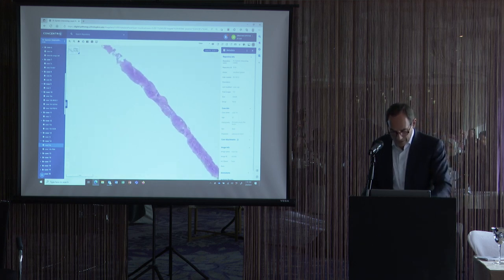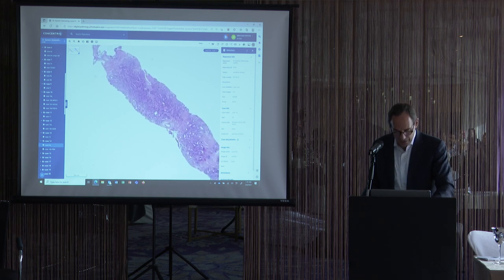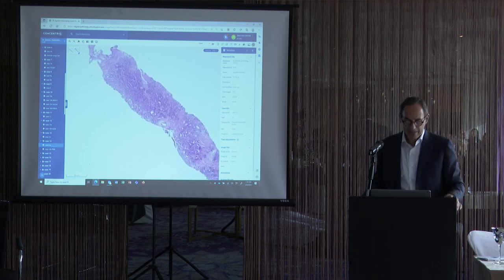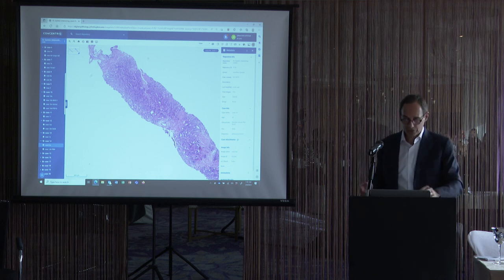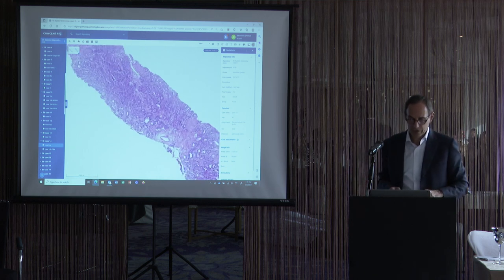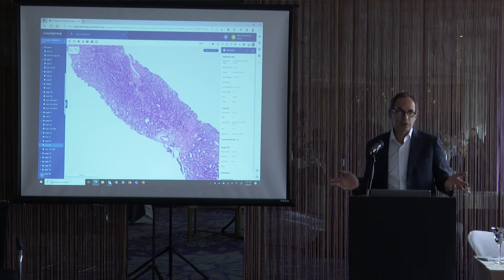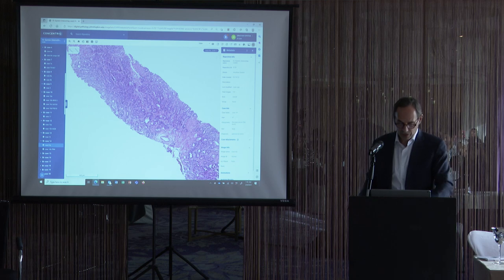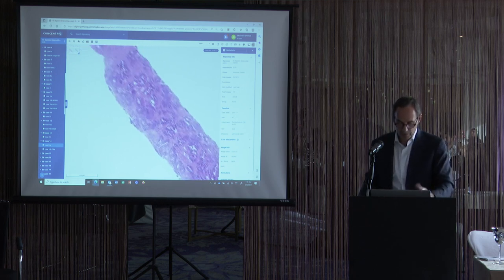So this is a case that's somewhat similar to what I showed, but a little different, that emphasizes that when you're looking at prostate needle biopsies, you have to take into account everything, not just the architecture. Because if you were to look at the architecture of this case, you would say this should be prostate cancer. It doesn't look like any normal prostate tissue. The glands are crazy crowded, going all the way down this core.